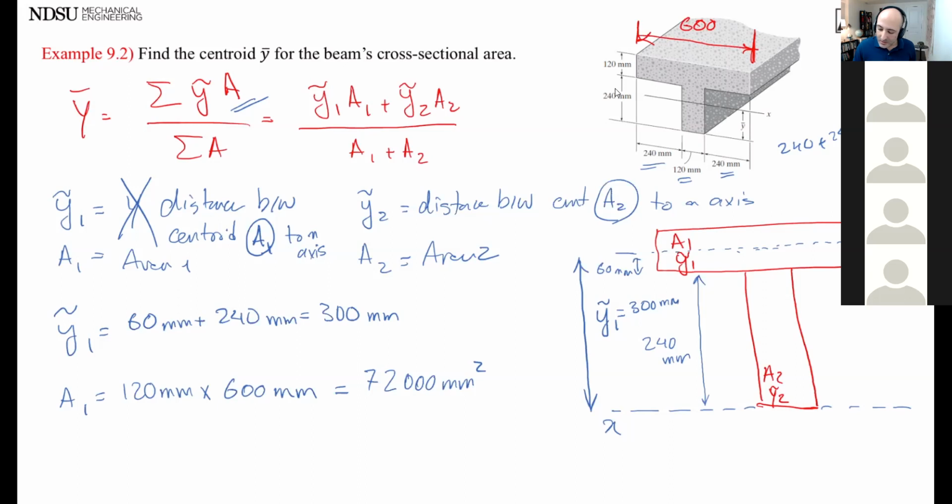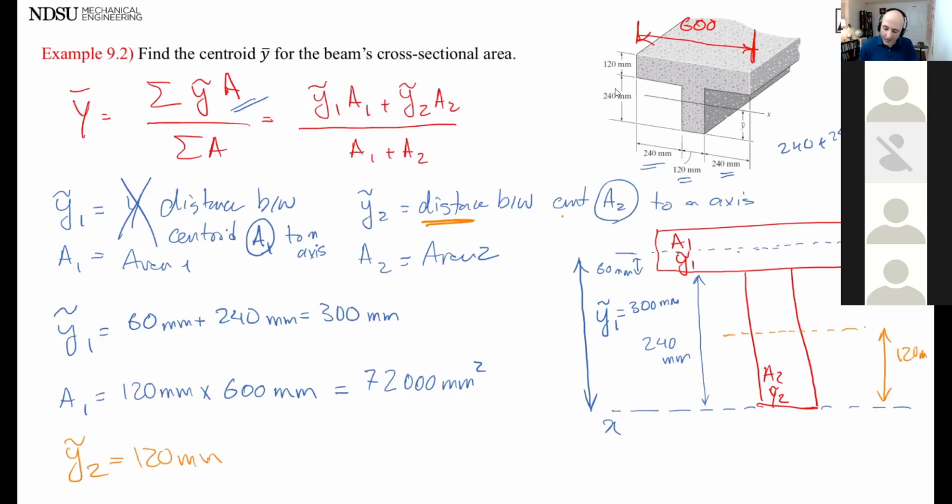Okay, so let's see. What about y tilde 2? What is that one? The value of it. 120 millimeters. Okay, so you got to read this sentence, right? It's the distance between centroid of area 2 to x-axis. Centroid of area 2 is located at the center of it, which is half of that distance, so it's 120, yes.